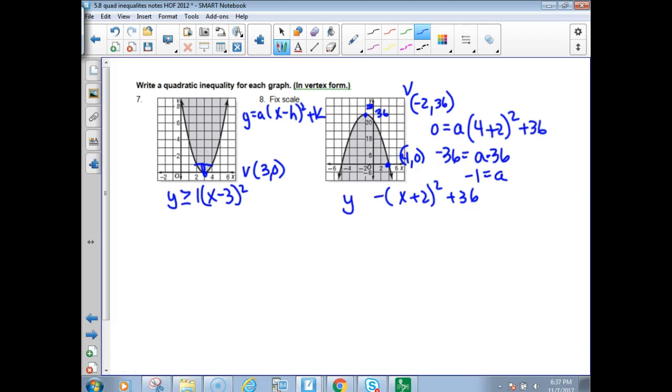So this is -1 in front of here, or you can put a -1 if you want to write it. I'm just going to put the negative sign. And then since it's shaded underneath, it'll be a less than. The graph is a solid line, so it's or equal to.